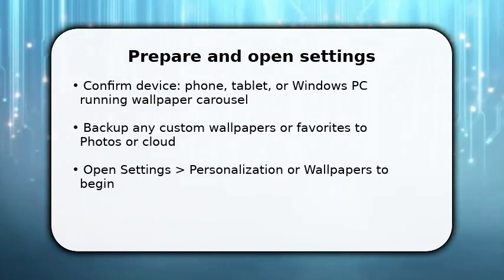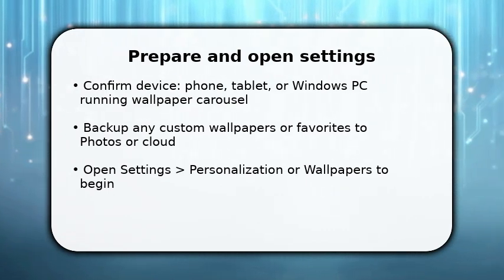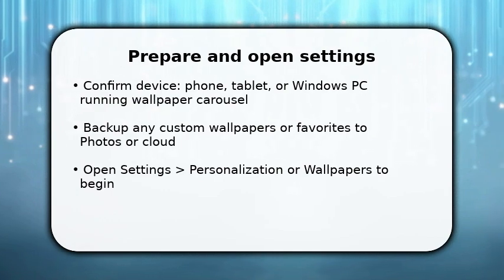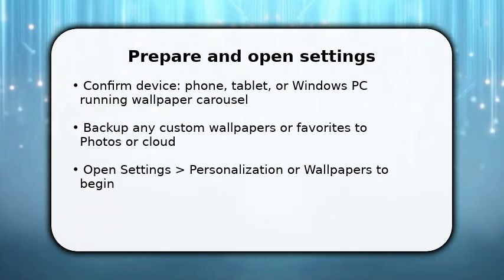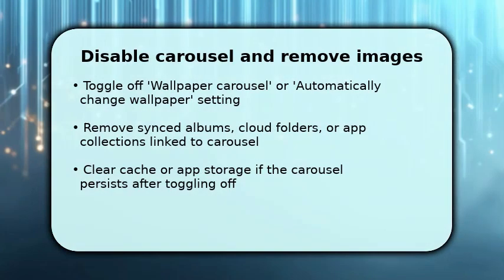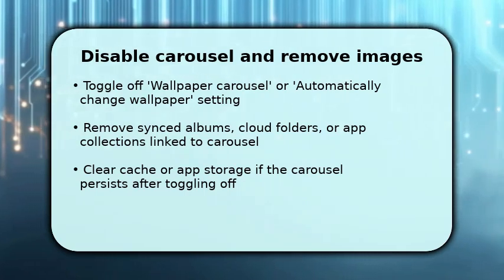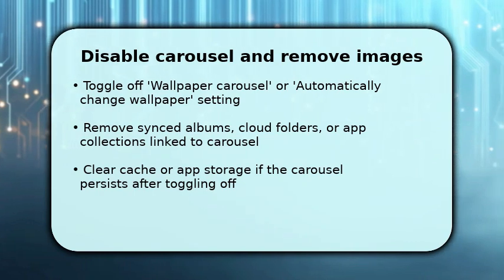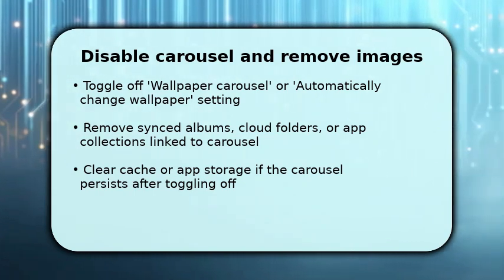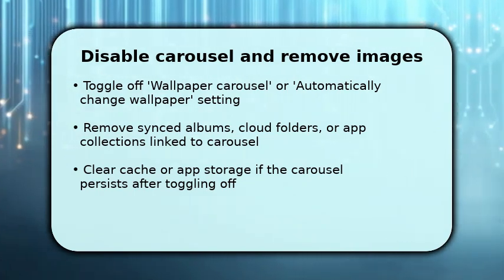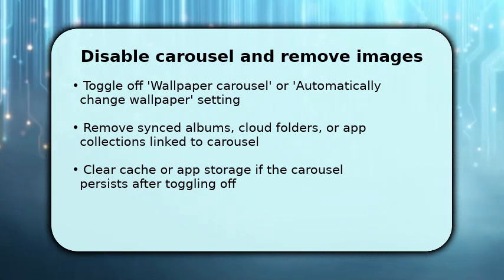Now you've reached the control panel where the carousel and toggles are visible. Ready for change. You now disable the carousel by switching off the automatic change or wallpaper carousel toggle. This stops new images from appearing. Next, remove any linked albums, cloud folders, or app collections that feed the carousel so nothing can restart it.